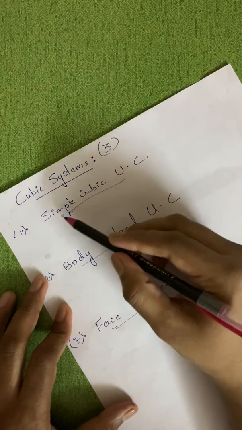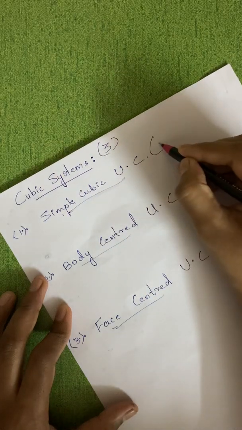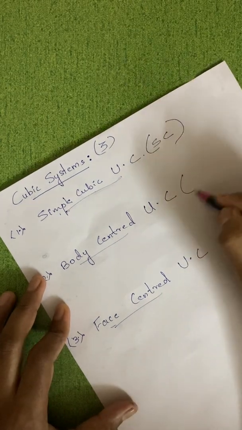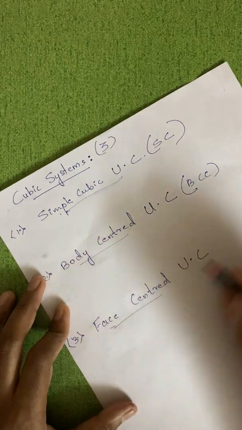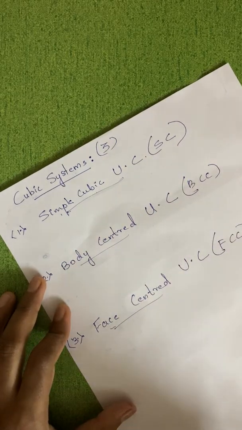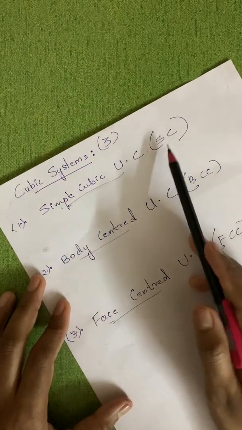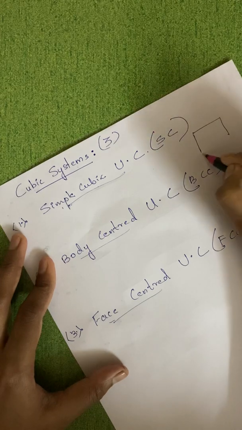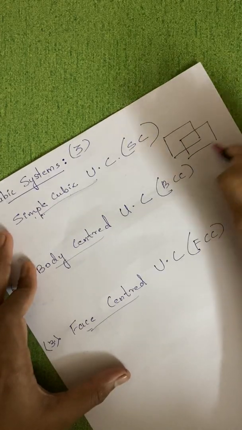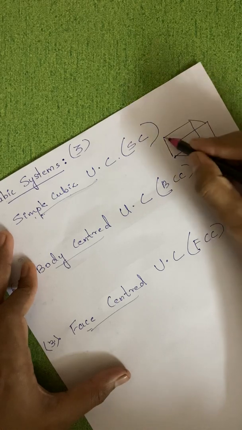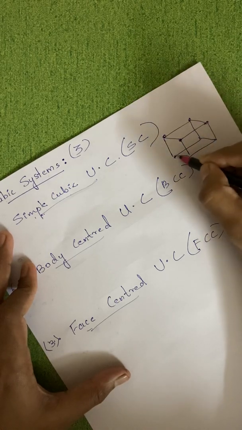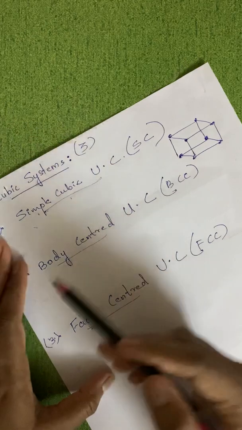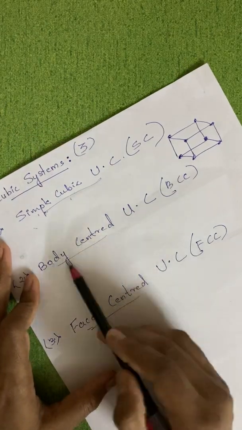Simple cubic is also called simple cubic unit cell, SC. This one is referred to as BCC, and FCC is referred to as the FCC crystal system. Okay, now to understand, once again we'll just do a revision. If this is my cube, if the constituent particles are only at the corners, then they are referred to as simple cubic unit cell.